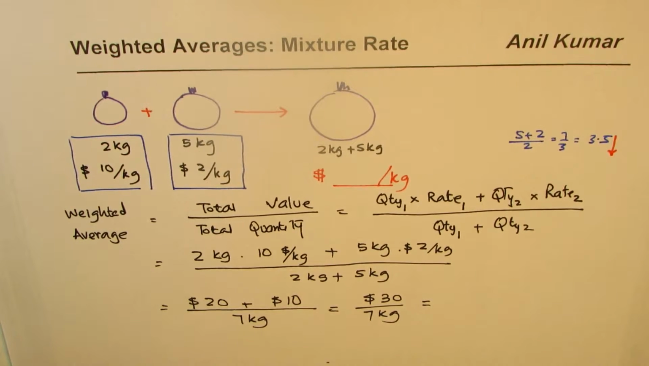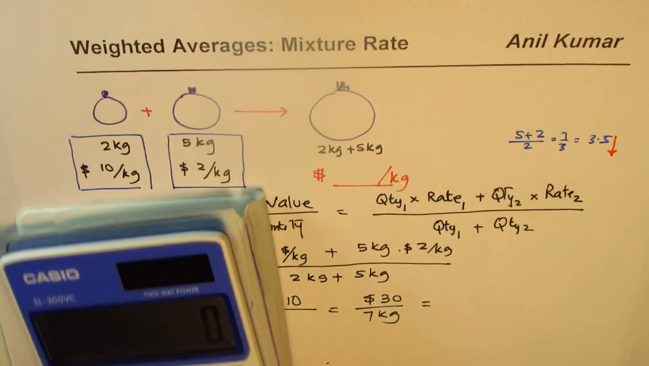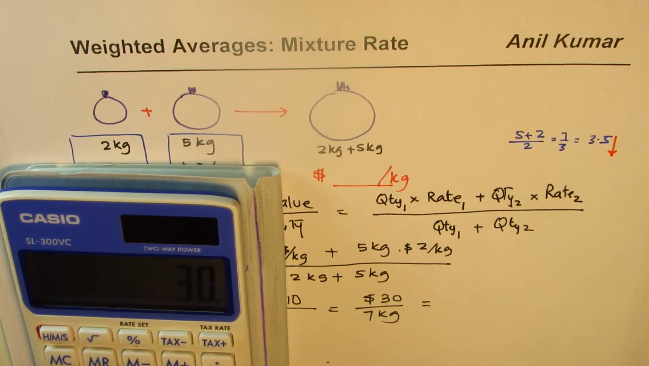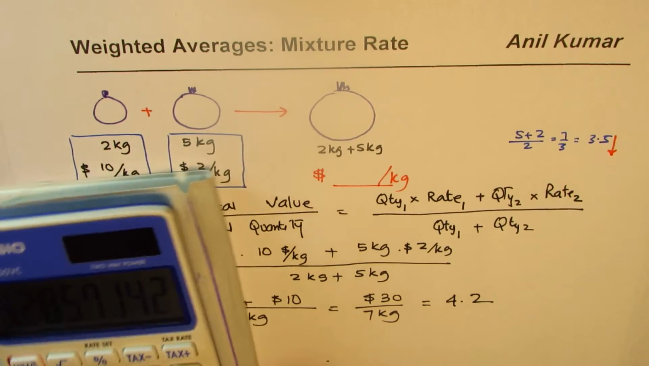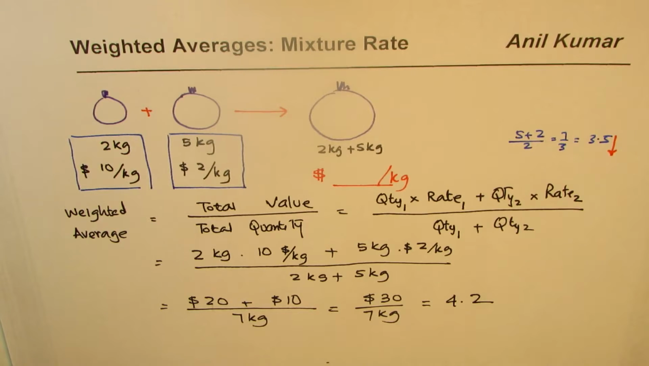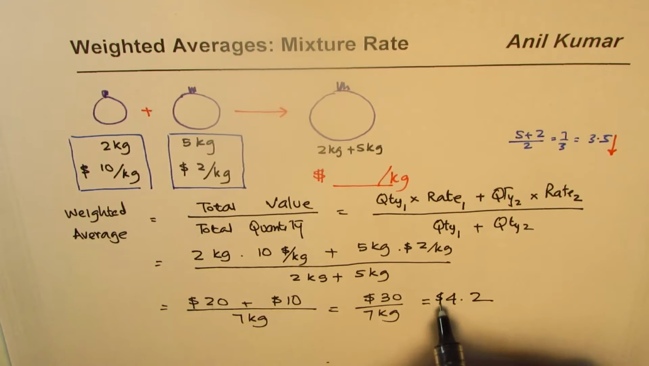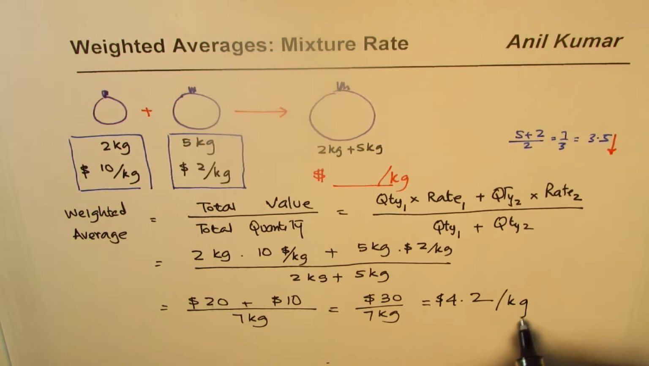So let's figure it out. How much do we have? 30 divided by 7 gives us 4.2 dollars per kg. So that is what we get.